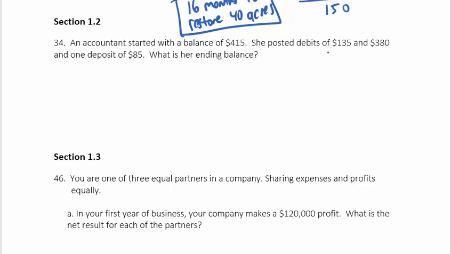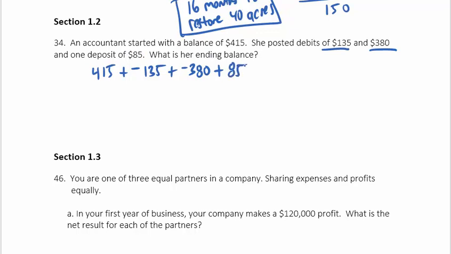Well, a debit means we're taking money out of the account. So we would treat both of those as negative numbers. So we can either add those as a negative value or we can just subtract. I think it's easier here to subtract, but technically this is what we've got. We've got 415 plus this debit of negative 135 plus this debit of negative 380 and then plus a deposit, which is actually a positive to the value to the account, plus 85.